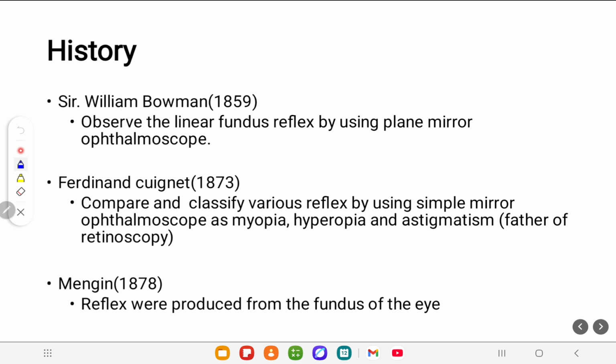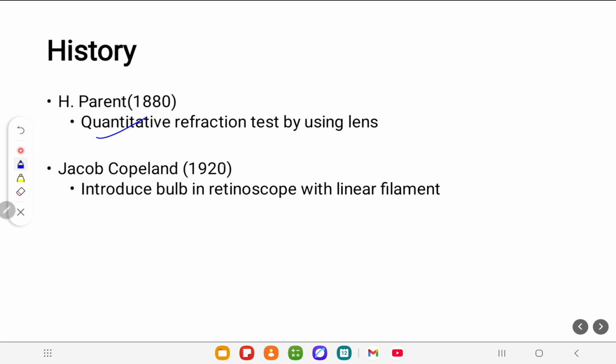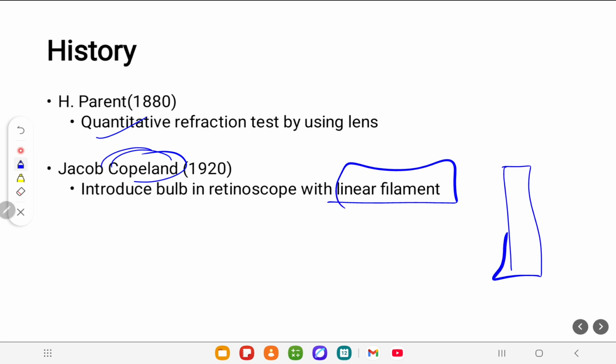Where it starts from: Sir William Bowman observed the linear fundus reflex by using the plane mirror of an ophthalmoscope. Then Cuignet compared the various reflexes using a simple mirror ophthalmoscope in myopia, hyperopia and astigmatism. Finally Copeland introduced the linear reflex, the linear light streak. That's why we sometimes call Jack Copeland the father of streak retinoscopy.